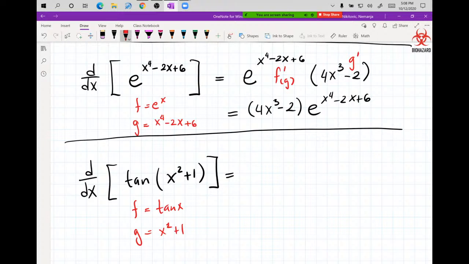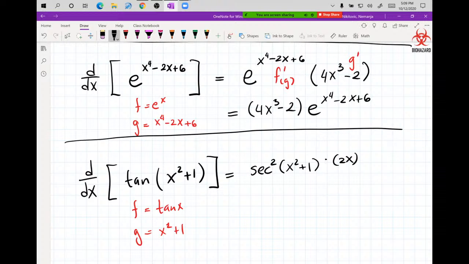The chat on YouTube again has it correctly done. Yes, that's perfect. So we take the derivative of tangent. That's secant squared of x. But we don't put the x here, we put the g here. And then times the derivative of the inside, which in our case is just 2x.